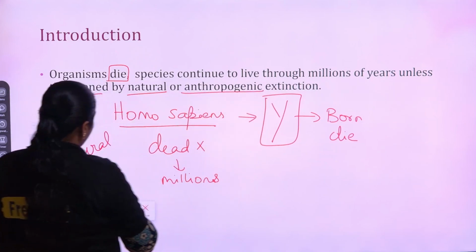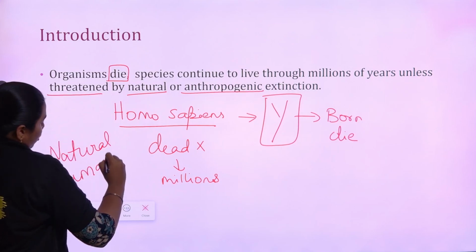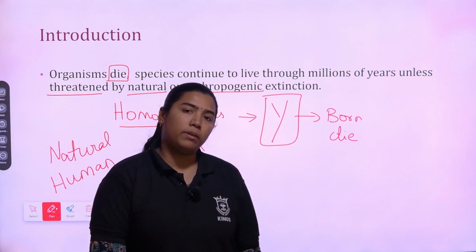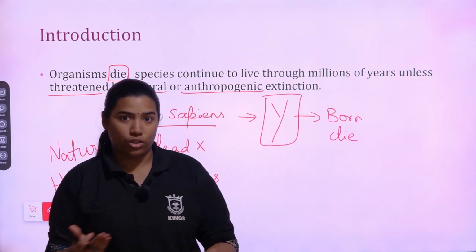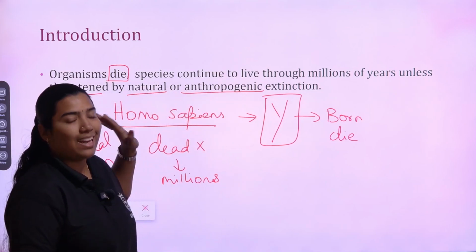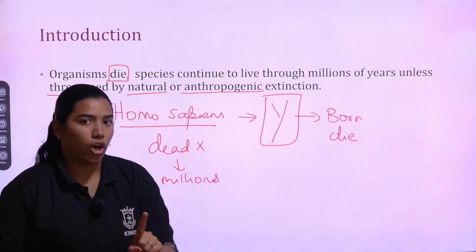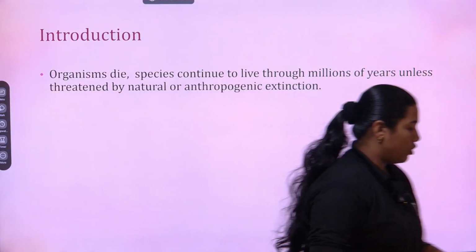What is anthropogenic? Human-induced causes are known as anthropogenic. Maybe a nuclear disaster, or man-made poisoning of water and atmosphere, the pollution that we cause, all those things. If something is disturbing this, then not only the organism, even the species can be destroyed. If not, the species continues for millions of years. So that is the takeaway message of this slide.